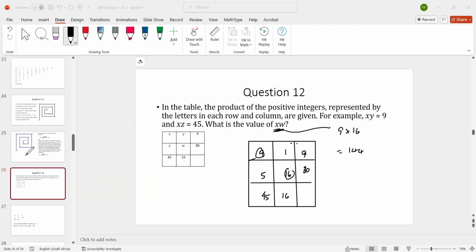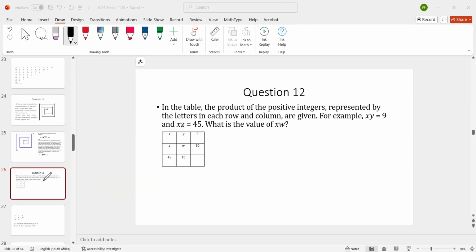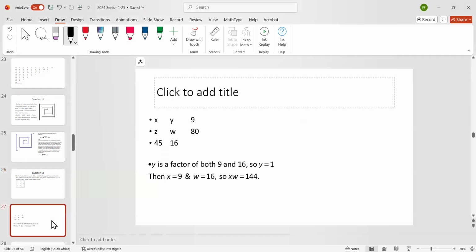Let's just see. Okay, the drawings and get on to the next one. Oh, okay, so there you can see the answer is 144.